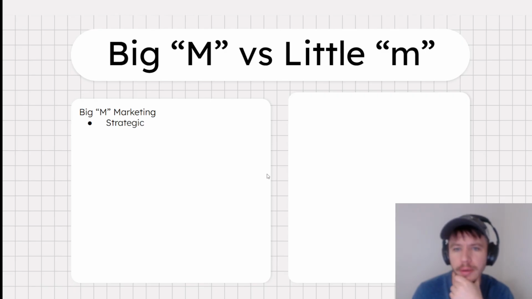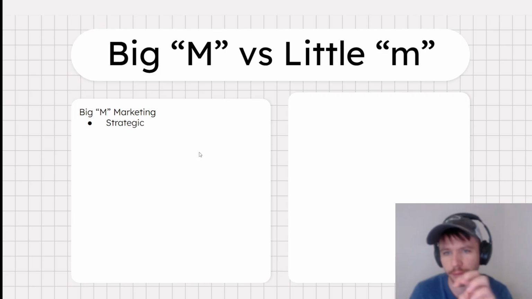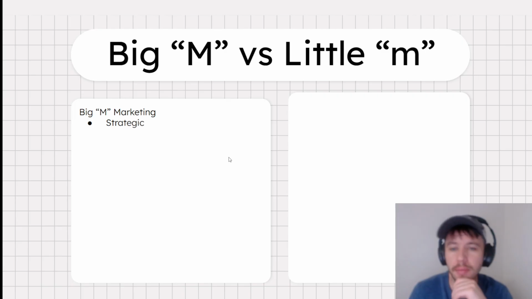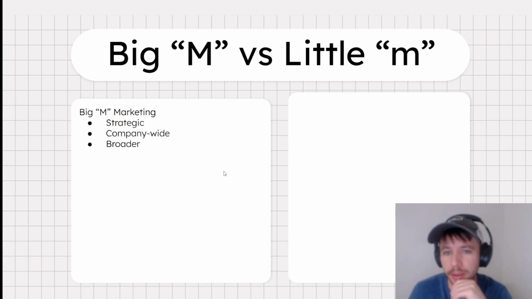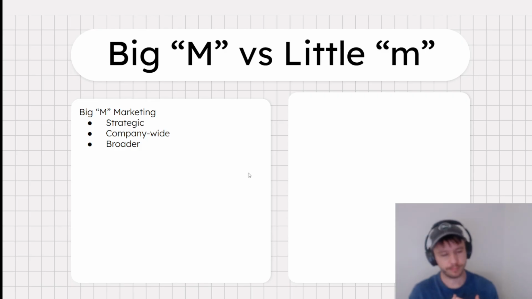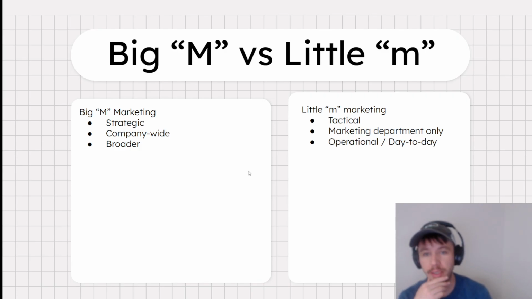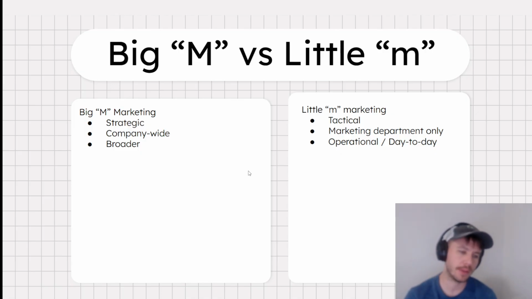Big M marketing. So that is different than little m marketing. We're going to break that down right here. Big M marketing is strategic, company wide, and it's broader. So little m marketing is tactical, marketing department only, and operational slash day to day. So those are the main differences of these two.